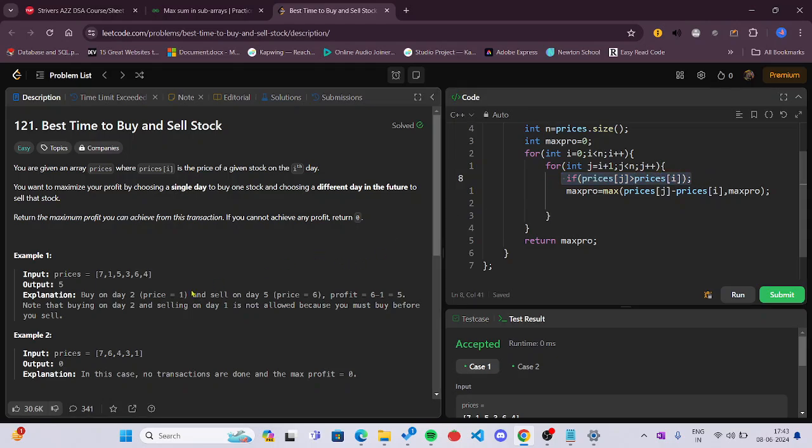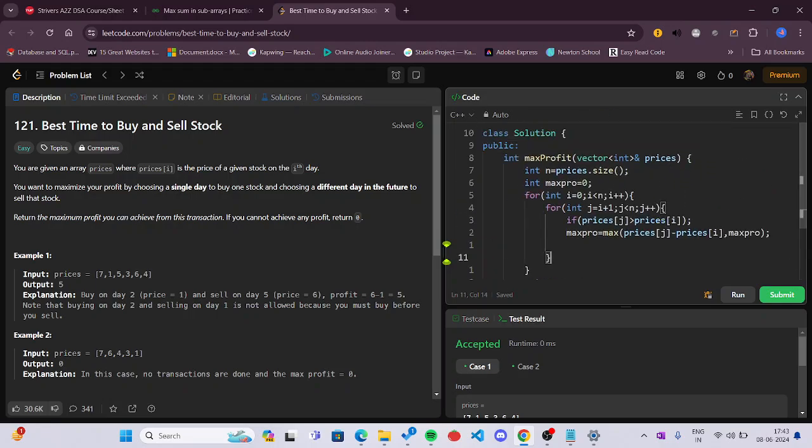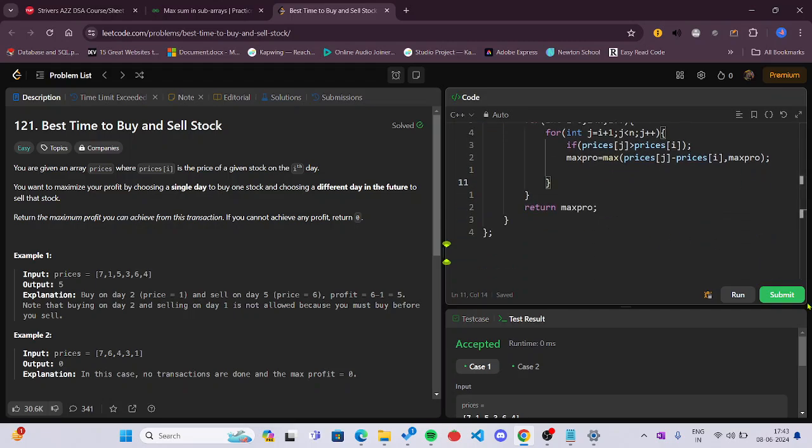So I've just used, if prices J, see, after taking the smallest one, you have to find the bigger one. So J will be here, I'll be here. Okay, so J is bigger. So now just 6 minus 1 is 5, right? So that is our maximum profit. And this solution will always give you a TLE, okay?